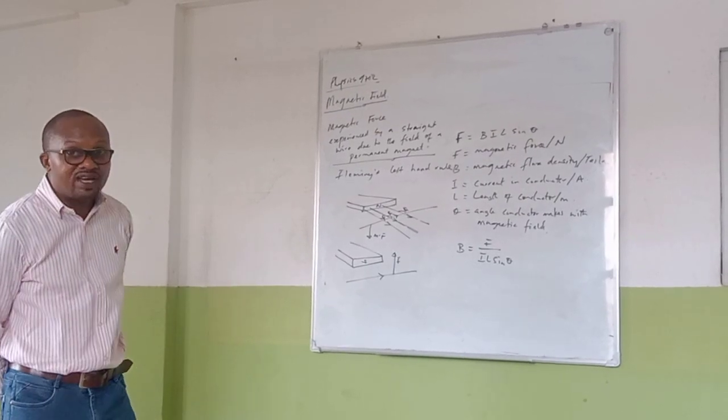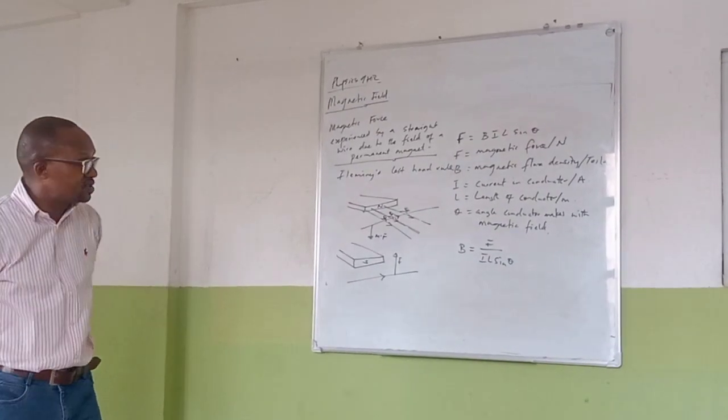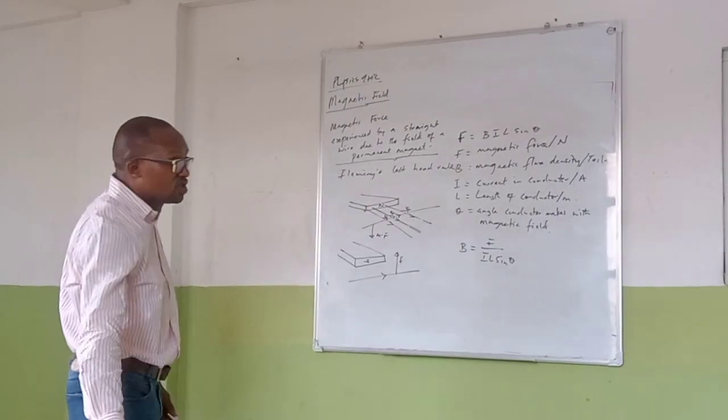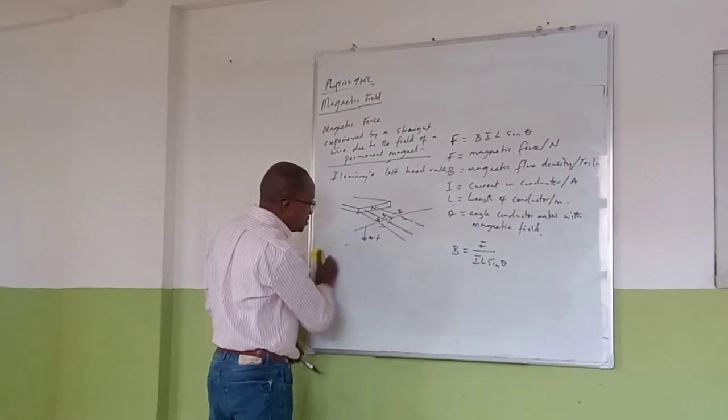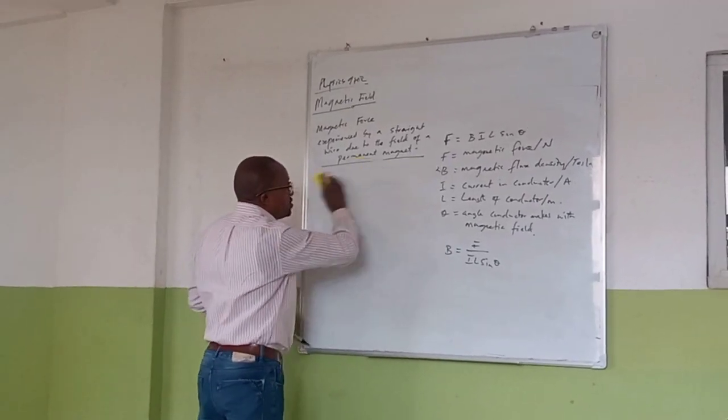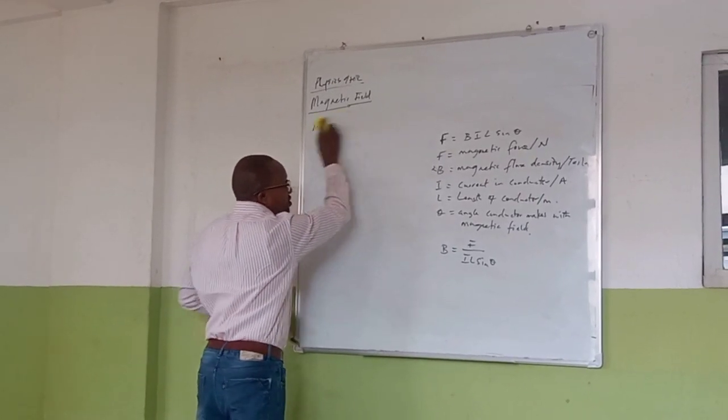Expressed by a conductor placed perpendicularly in a magnetic field. Very good. Is that clear to you?